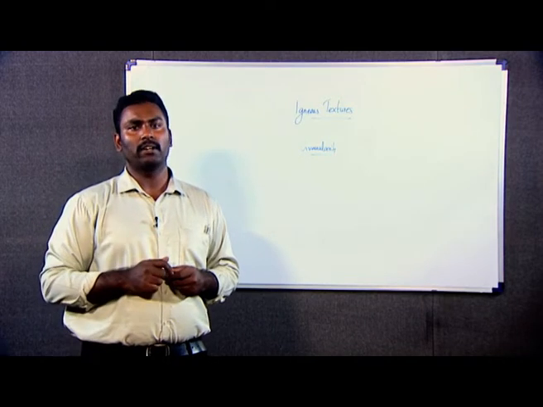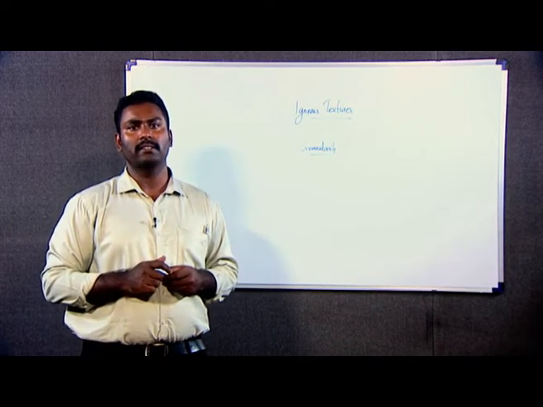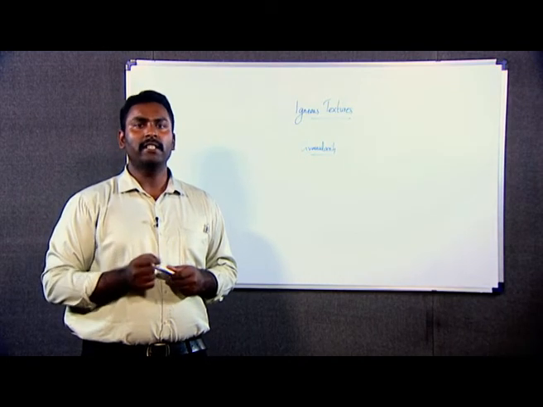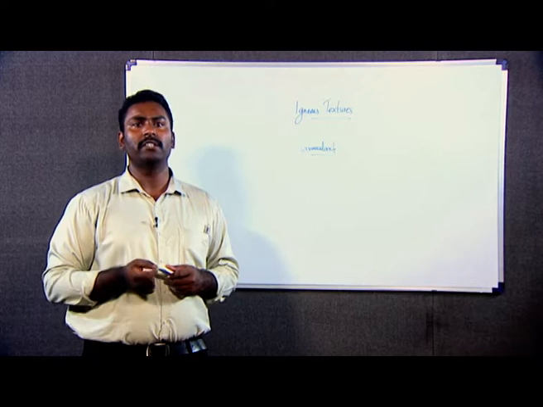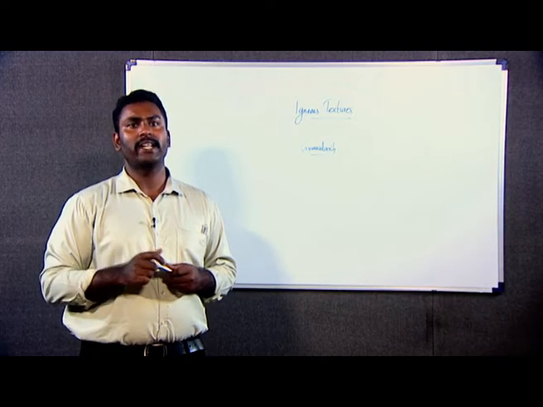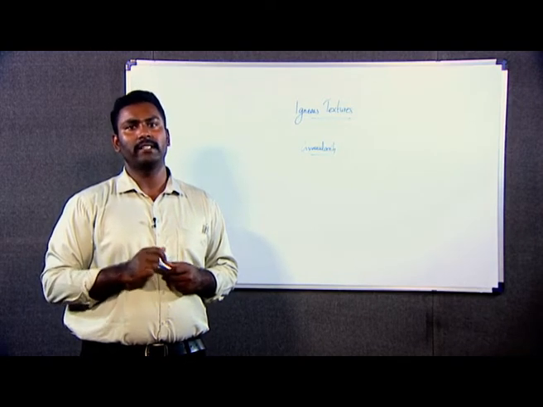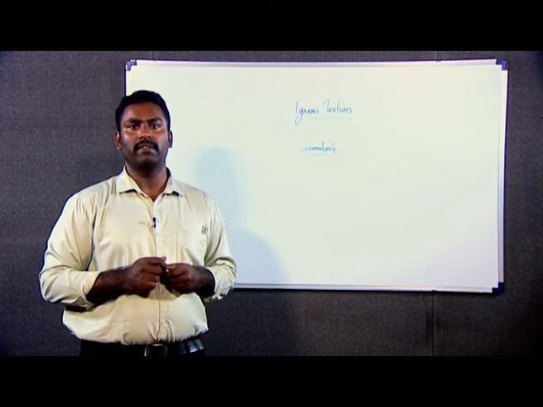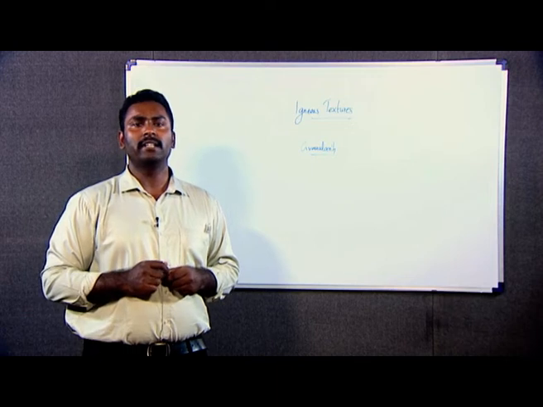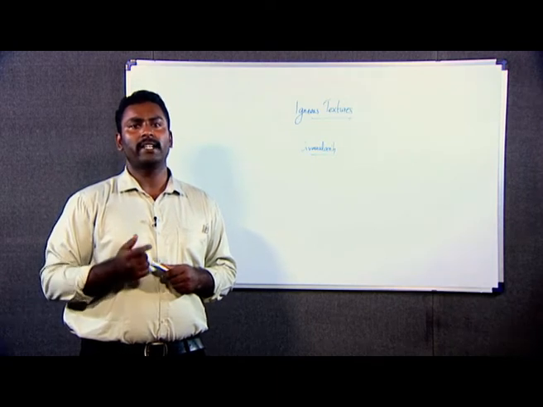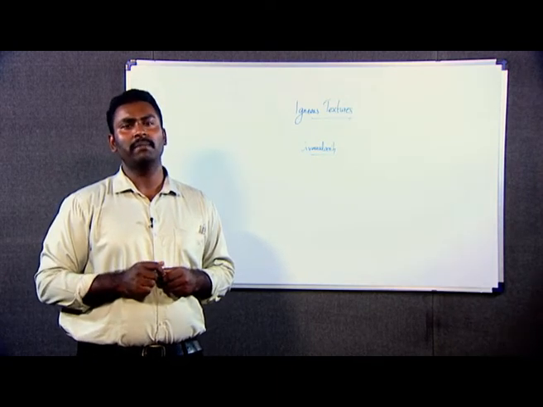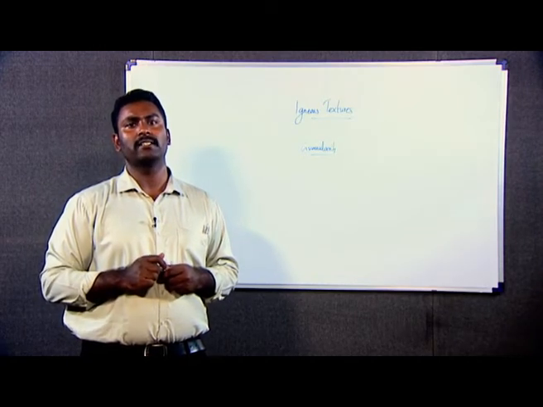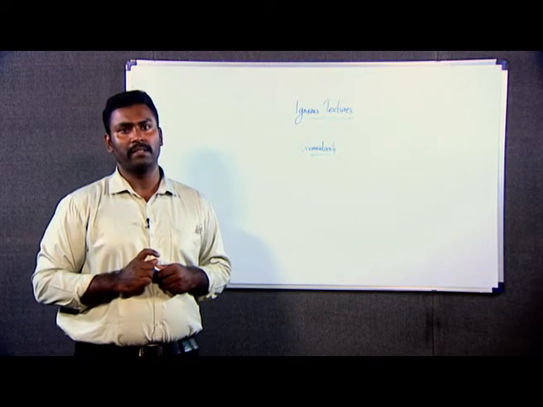So in phaneric rocks, since we can see the individual grains, on the basis of their individual grain sizes, the phaneric rocks are again divided into three types: coarse grained, medium grained and fine grained. Coarse grained are those crystals which have a diameter greater than 5 millimeters, and medium grained crystals are those which have a diameter between 5 and 1 millimeter, and fine grained igneous rocks are those which have a crystal diameter less than 1 millimeter.